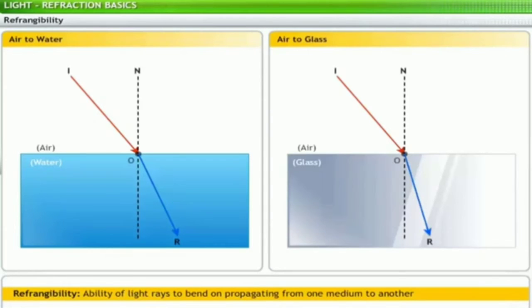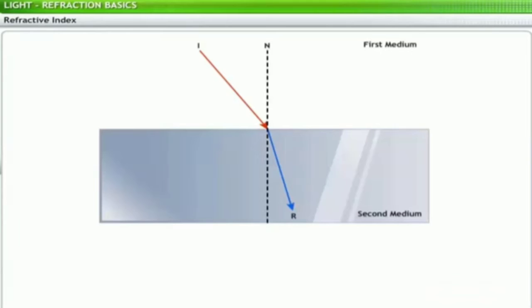The deviation of light depends upon the nature of the two media and the optical density of the two media. The optical density of a medium is determined by a property called refractive index. The ratio of velocity of light in the first medium to that in the second medium is known as the refractive index of the second medium with respect to the first medium. The refractive index remains constant for a given pair of media.